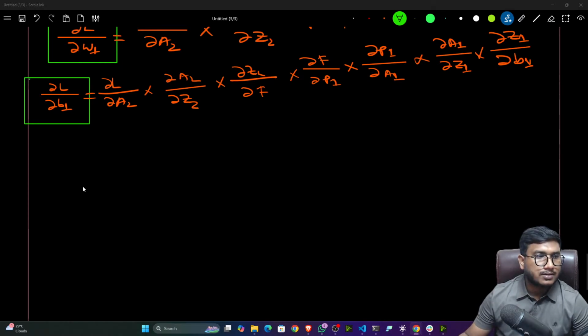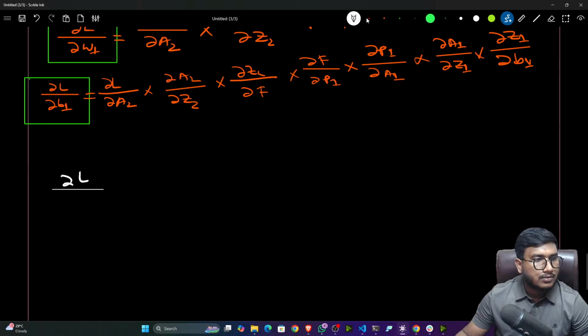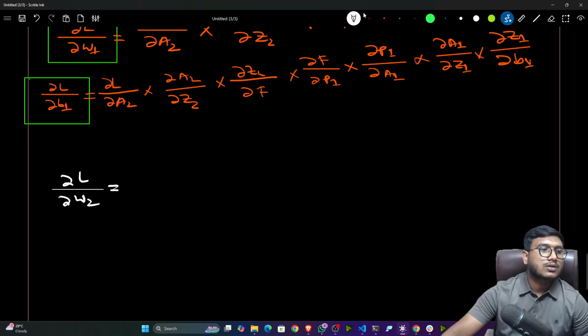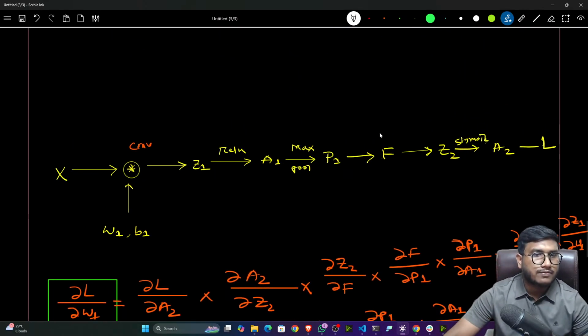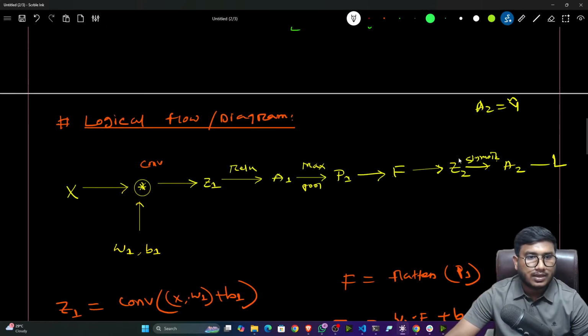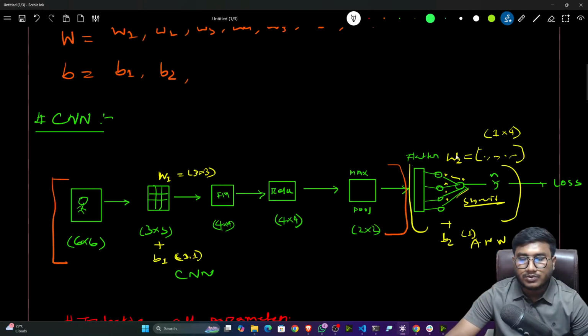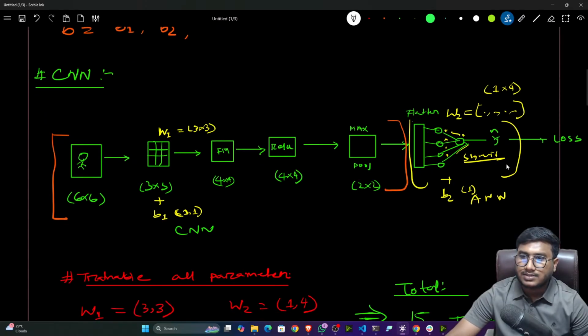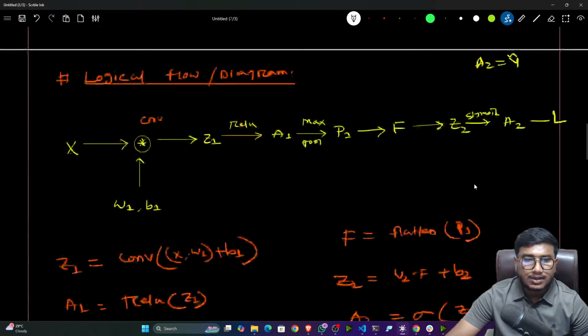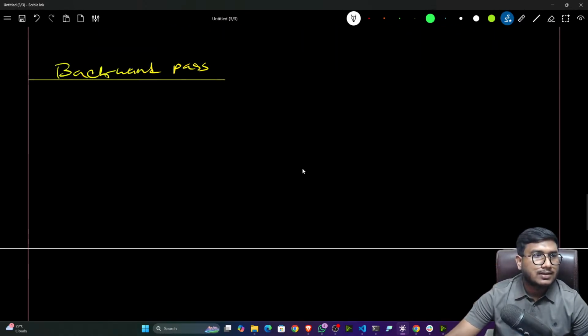So for W2, guys, I can write like that. So I take a new color. Derivative of L with respect to W2. Now if you see the diagram, if W2 is getting changed, that means it will reflect where, guys? Tell me. It will reflect where? So here you have, after flatten, A2 and Z2.